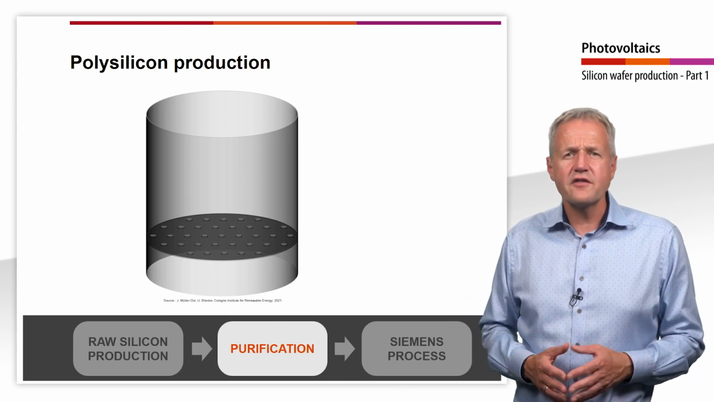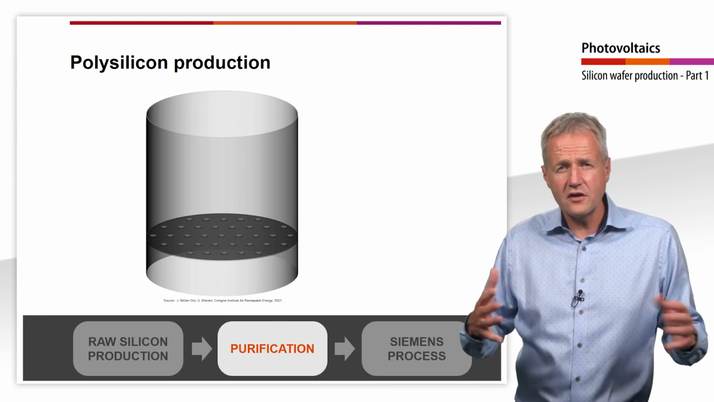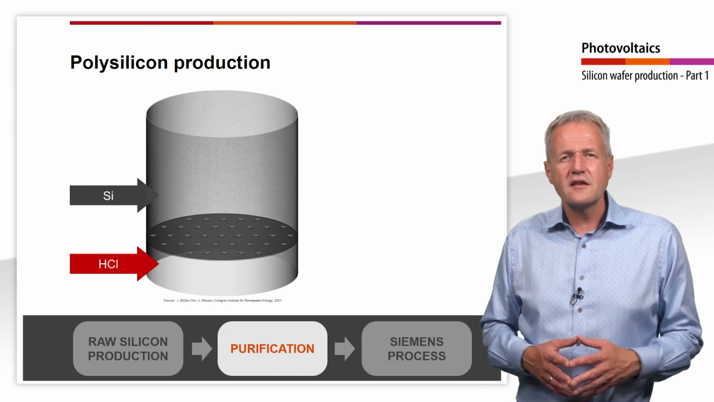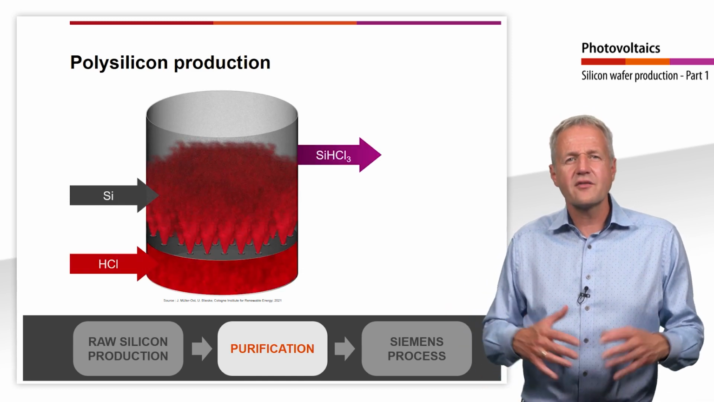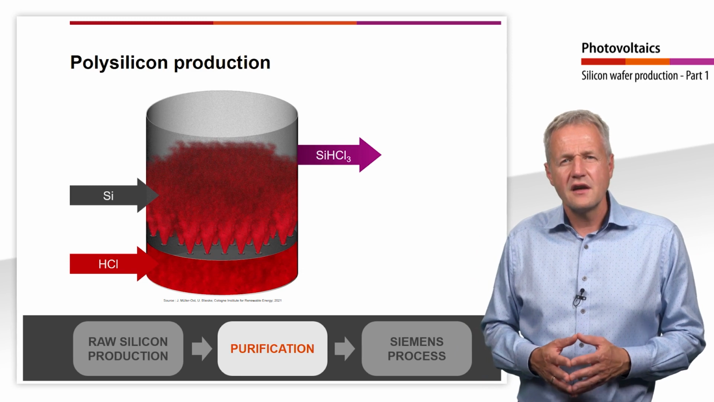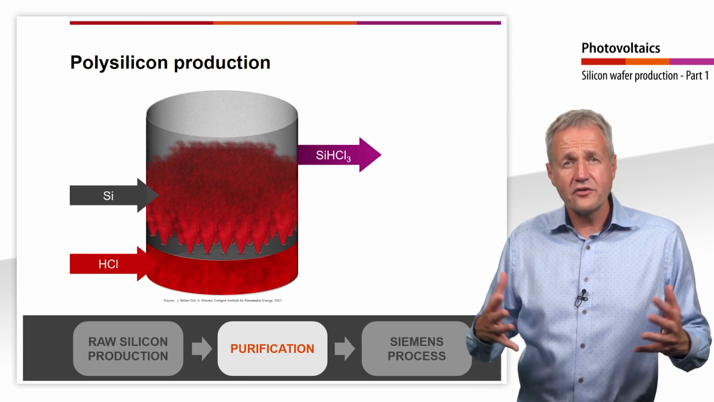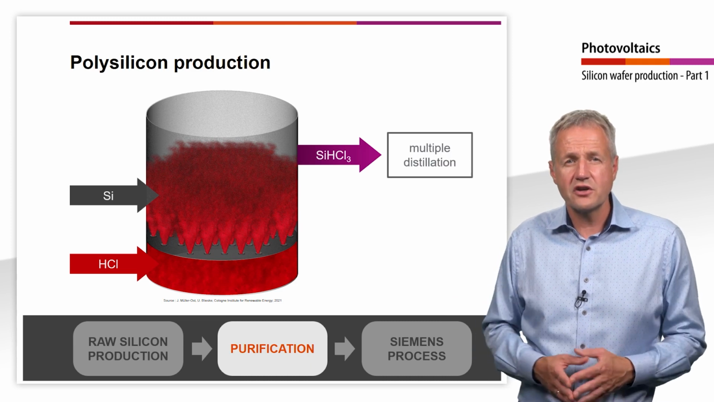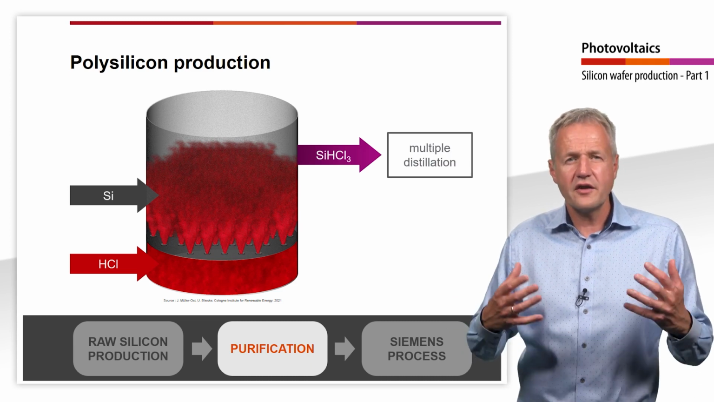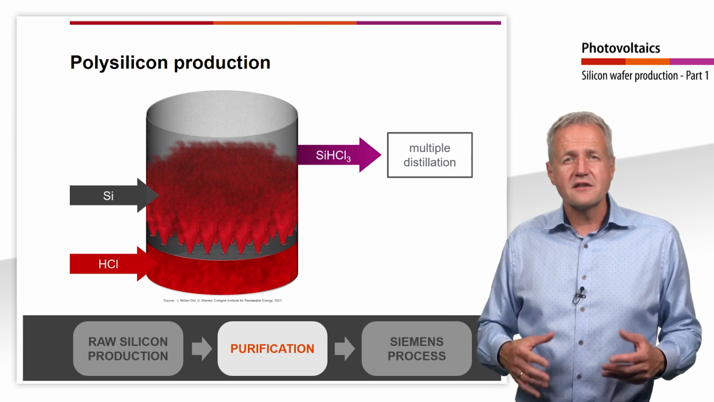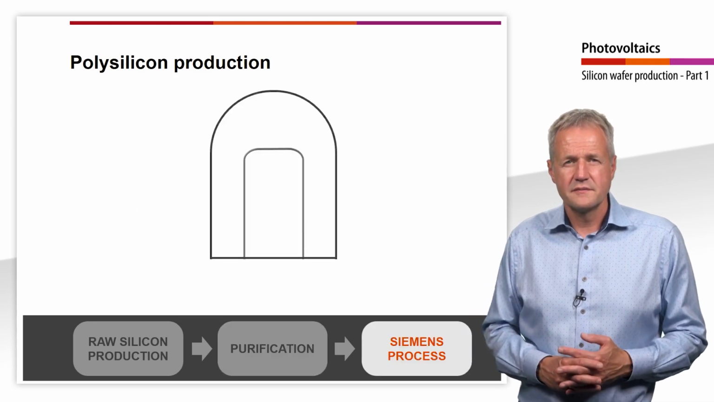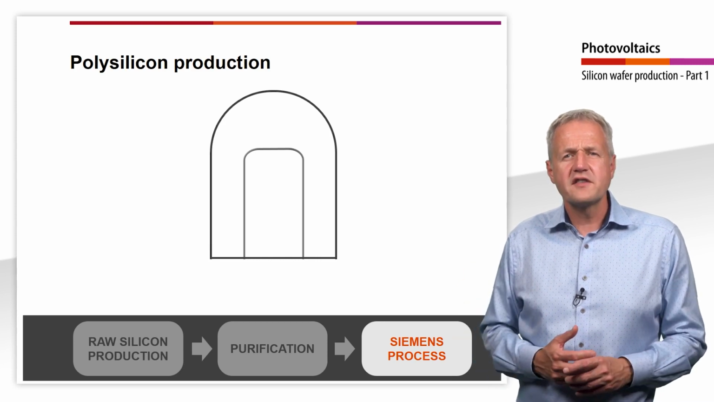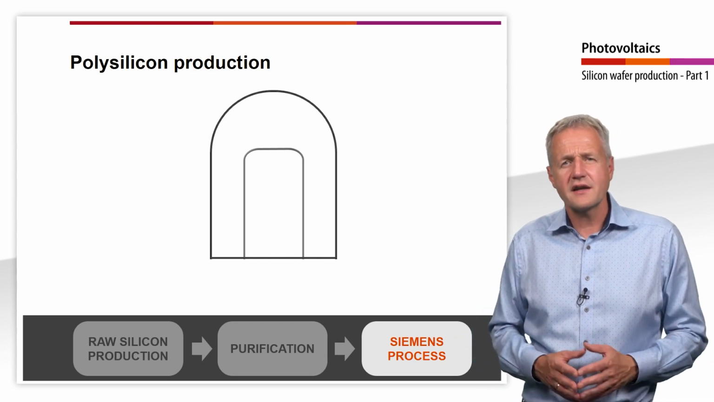Since it is very difficult to purify the silicon in its solid state, a chemical process is used. In this process, the silicon reacts with hydrogen chloride in a reactor to form trichlorosilane. The trichlorosilane, which is liquid at room temperature, is then purified further and further by repeated distillation. The silicon must then be separated from the hydrogen chloride again.